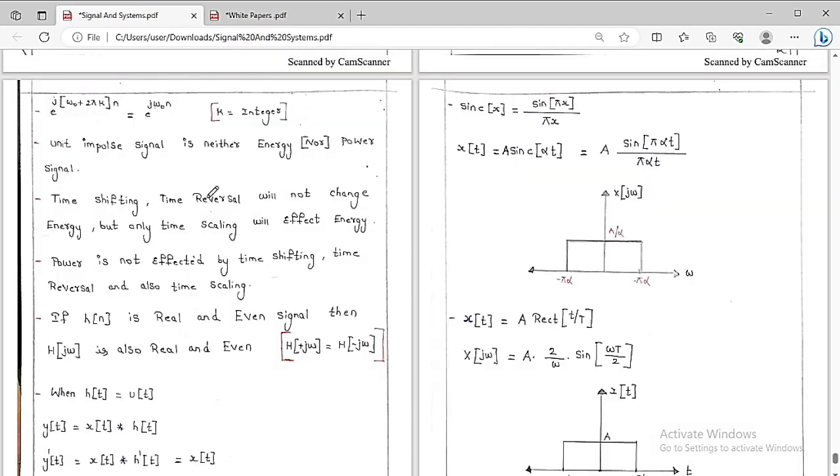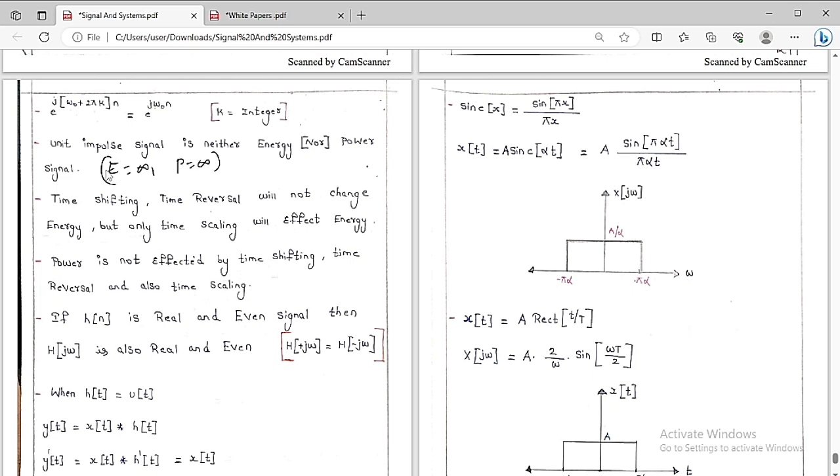This concept I have already told in your classes, so I request you to listen to the class. Unit impulse signal is neither an energy signal nor a power signal, because here energy is equal to infinity as well as the power is equal to infinity. That is the reason we can say it is neither an energy signal nor a power signal.